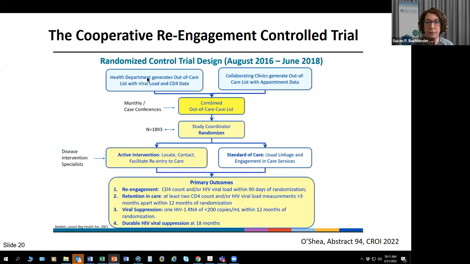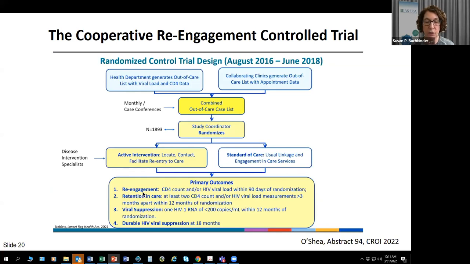And so what they did is they generated lists from the health departments and from the collaborating clinics, came up with a list. They had 1,893 individuals, and they randomly assigned them to either get the active intervention, which was to have a disease intervention specialist try to track them down and relink them to care, or whatever the standard of care was for that clinic.